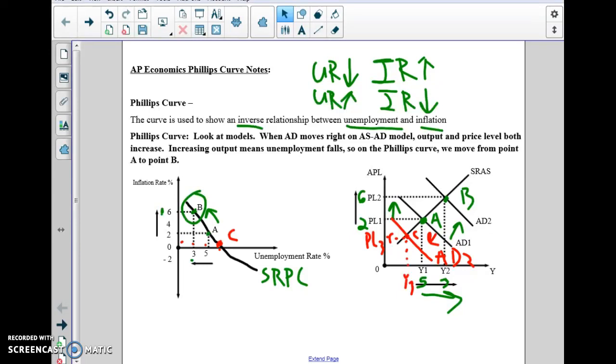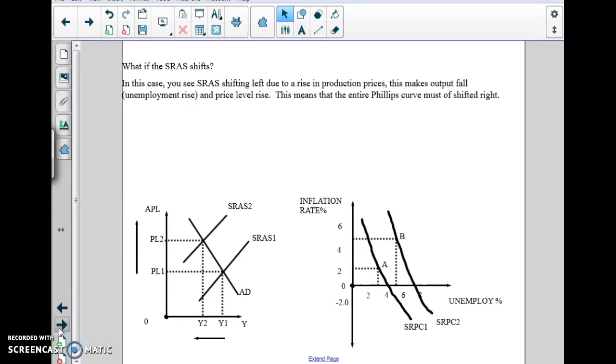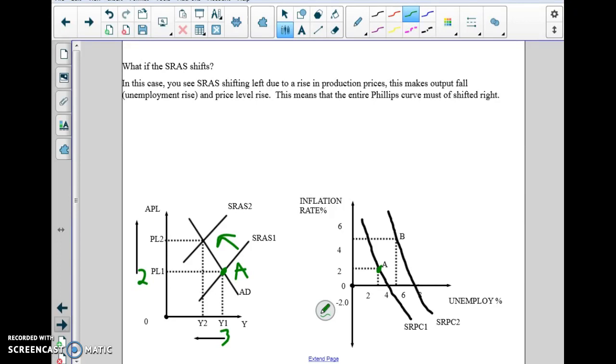What if the SRAS curve shifts? Well, that's a whole different scenario. Because if we think about it here, let's say there's some kind of SRAS shock, a change, a rise in commodity prices, a rise in nominal wages. Well, let's say here we're at point A, and we'll say that that point A corresponds with this point A. So it looks like here we have about 3% unemployment and about 2% inflation. But bam, oil prices go up, okay? And that causes a negative SRAS shock, right? And now we're at point B.